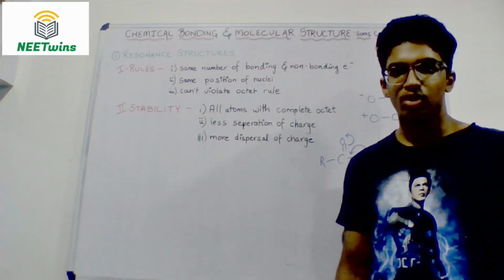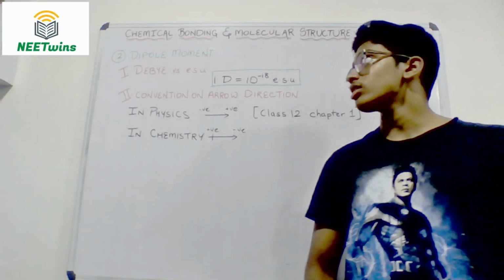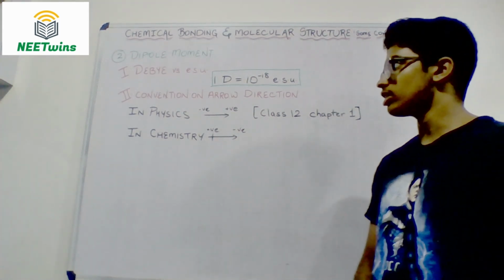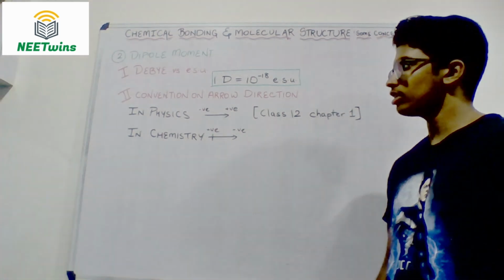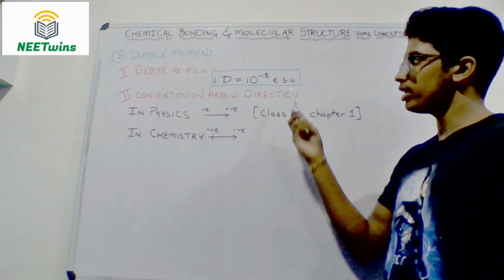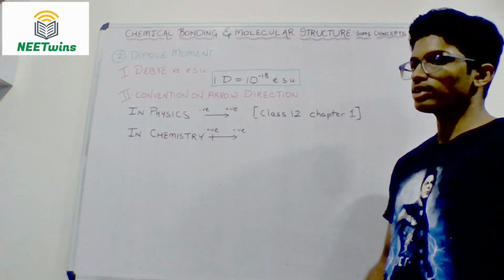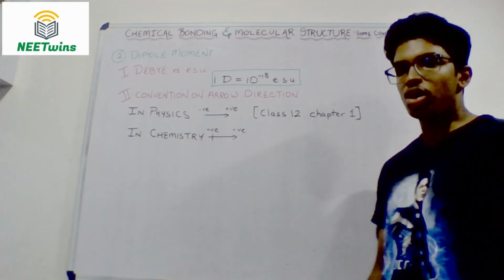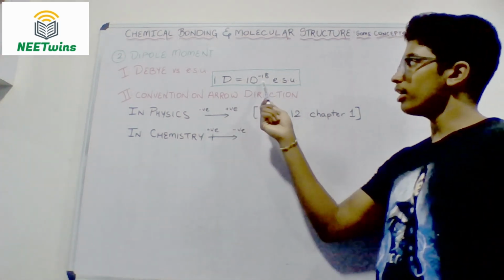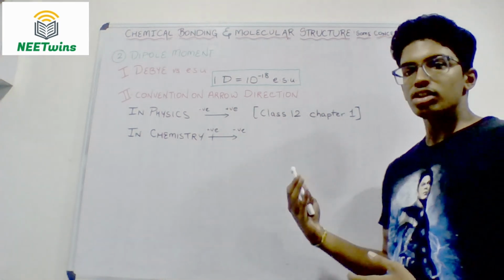Next, let's move to the concept of dipole moment. So let's continue with the concept of dipole moment. The first topic I'm going to discuss in this is Debye versus ESU. This is a conflict between the choice of units. Another commonly used unit for dipole moment would be ESU, and you would know this if you had solved some previous year questions. But Debye is the unit that's given in NCERT. So all you need to know to solve questions involving ESU is the relation between Debye and ESU. 1 Debye is 10 power minus 18 ESU. This states that ESU is a larger unit than Debye.